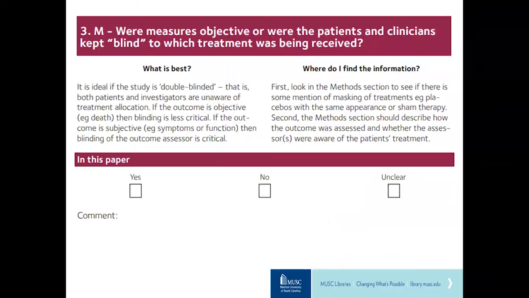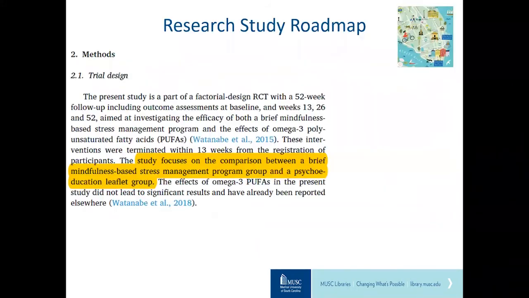So our next question from the appraisal tool is, were measures objective, or were the patients and clinicians kept blind from which treatment was received? So let's take a look. Again, we're back into our methods section. The trial design info in the methods section gives us clues about blinding. So we need to think about this here.